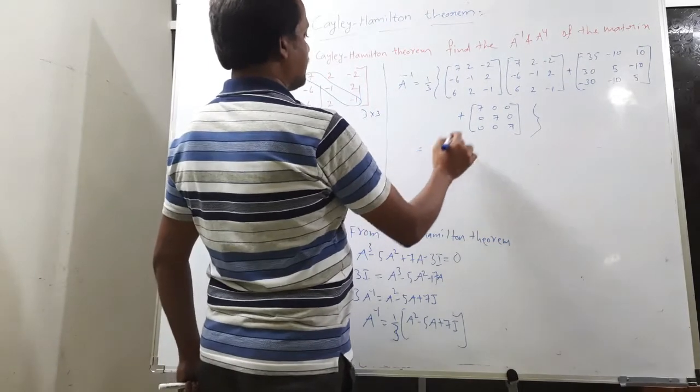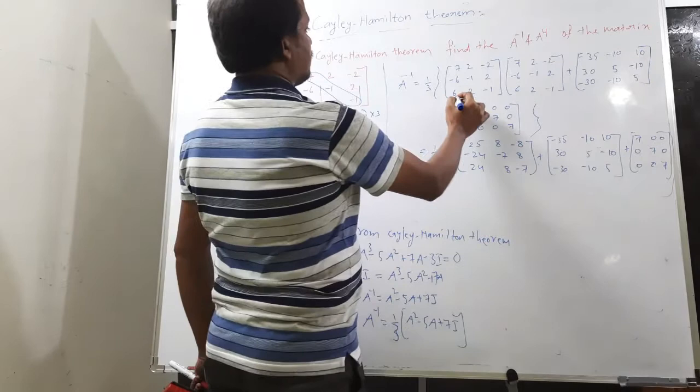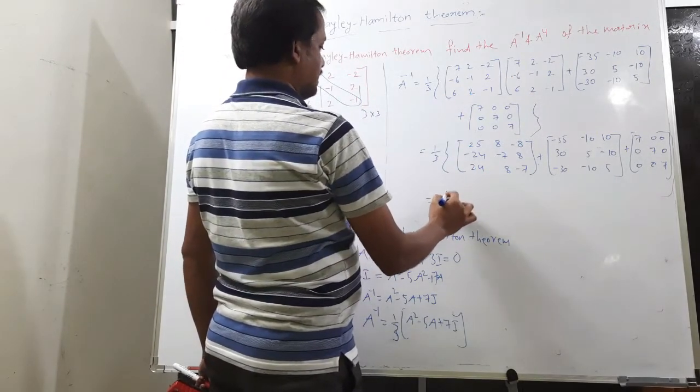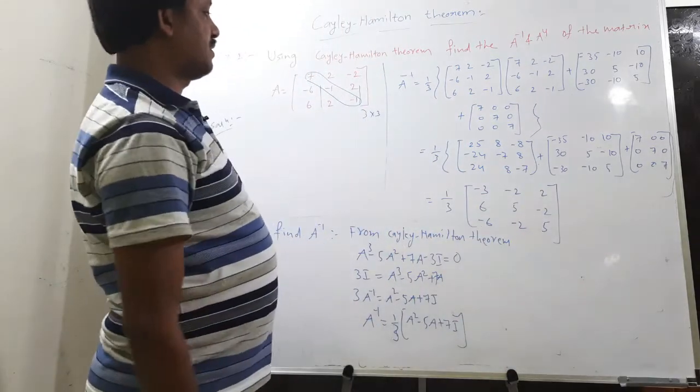So after simplification of this, A into A is A square. After simplification, we are getting like this. So this is about A inverse. We need to find A power 4.